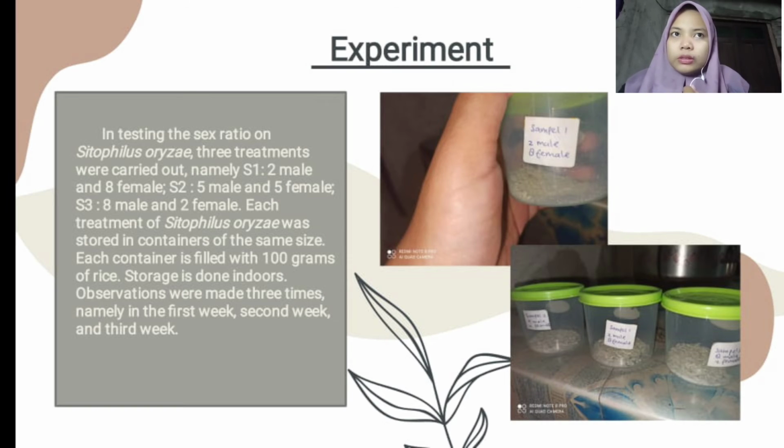Next. Okay, next. This is our experiment, and in the experiment, we were testing the sex ratio of the Cytophilus oryzae, and we made 3 samples. First sample is 2 male and 8 female, sample 2 is 5 male and 5 female, and sample 3 is 8 male and 2 female. Each treatment of Cytophilus oryzae was stored in containers of the same size, and then the containers were filled with 100 grams of rice, and we do that indoors. And then we observe 3 times. First observation done in the first week, and then in the second week and third week.